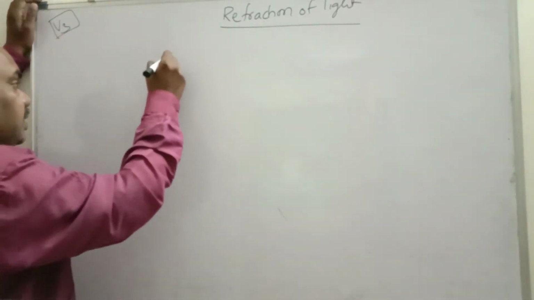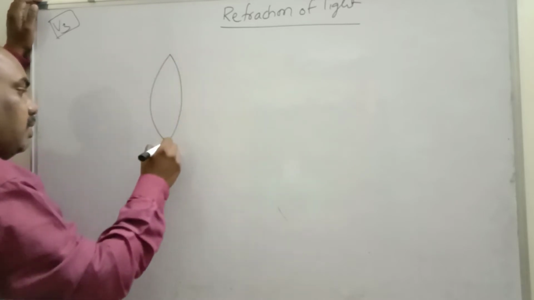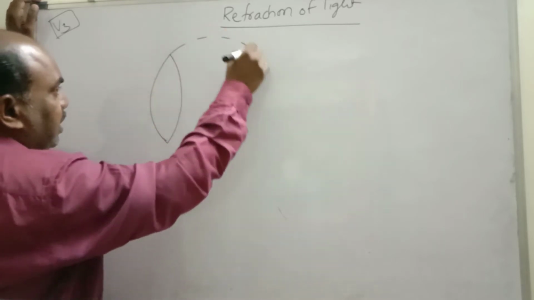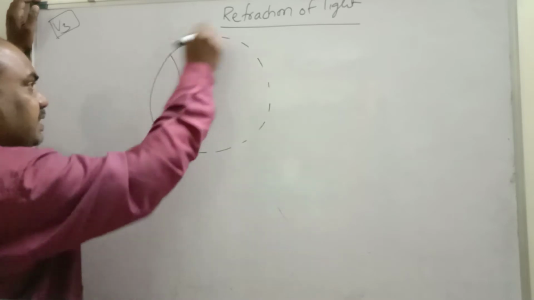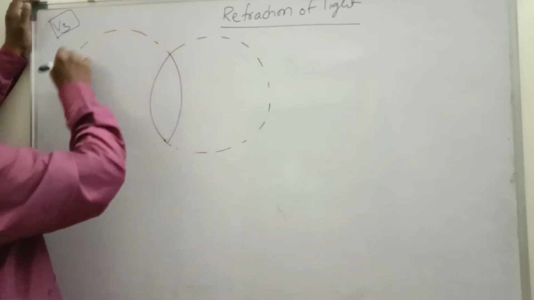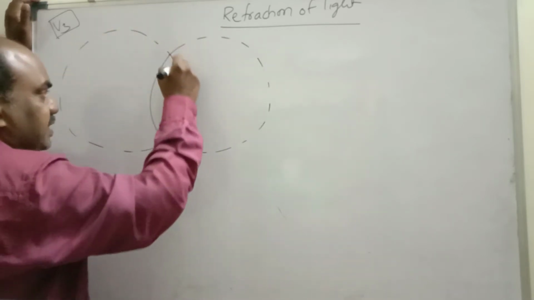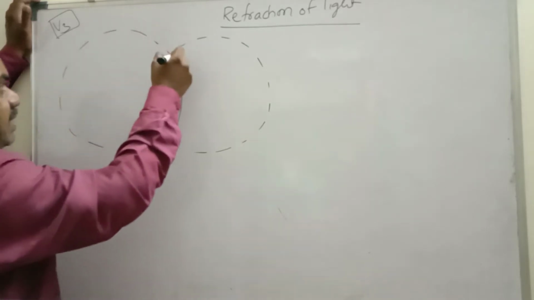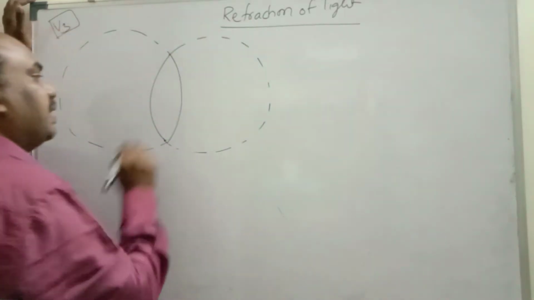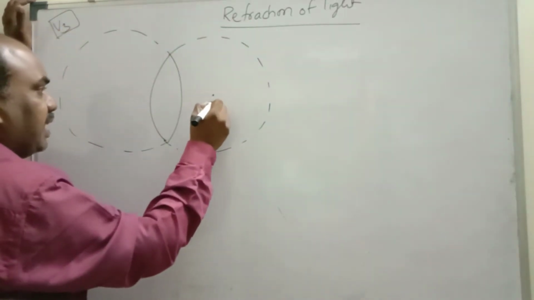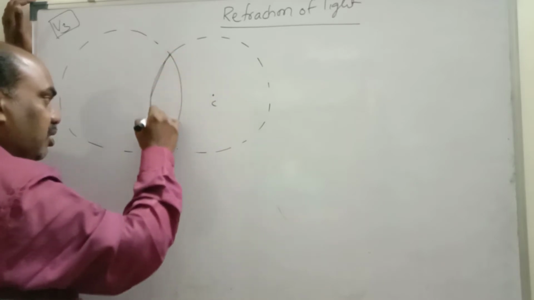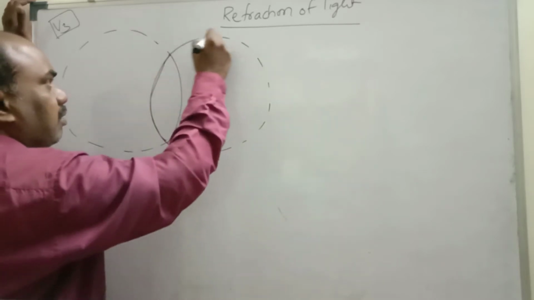See, this is a biconvex lens. A biconvex lens is extracted from two spheres. This is extracted from the first sphere, and this is extracted from another sphere. This curved surface is extracted from this sphere, and this curved surface is extracted from that sphere. This is the center of this curved surface. Right now, this is the center of this sphere.